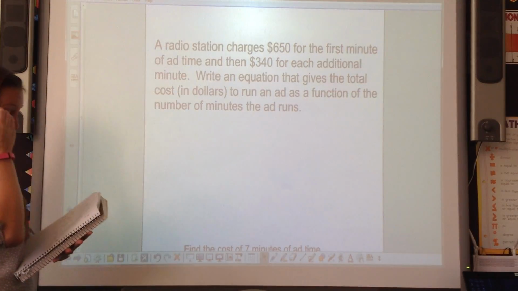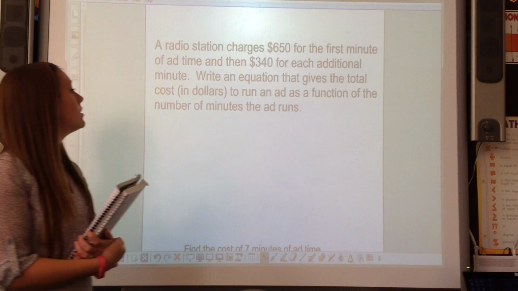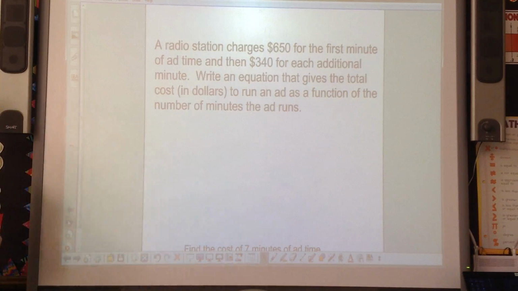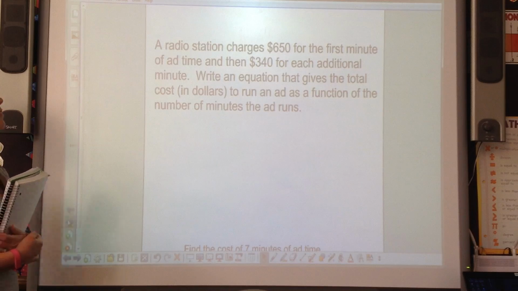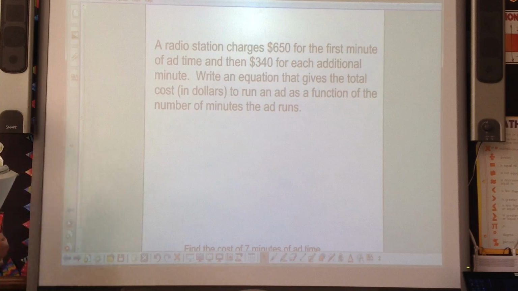Okay, last problem right here. A radio station charges $650 for the first minute of ad time and then $340 for each additional minute. Write an equation that gives the total cost in dollars to run an ad as a function of the number of minutes the ad runs.